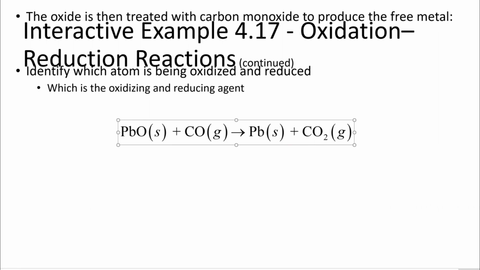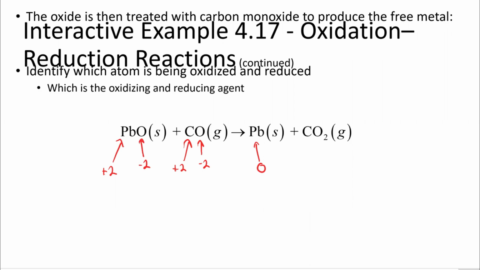I draw arrows just like I did before, going through the equation and looking at the oxidation states. So oxygen, -2. What's lead in this case? Good, +2. Oxygen again, look at that, -2. What's carbon? Good, +2. What's Pb? Good, 0 by itself, elemental form, 0.